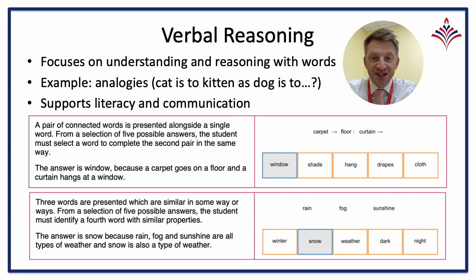Let's look at those different batteries in a bit more detail. First of all, we have verbal reasoning, and this focuses on how children understand and reason with words. For example, questions might ask, cat is to kitten as dog is to blank. This helps us to see how well children can use language to make connections. Strong verbal reasoning skills often support reading comprehension, writing, and communication in the classroom. On the screen, you can see some examples of some verbal reasoning questions that your children may be asked in the CAT4 assessment.